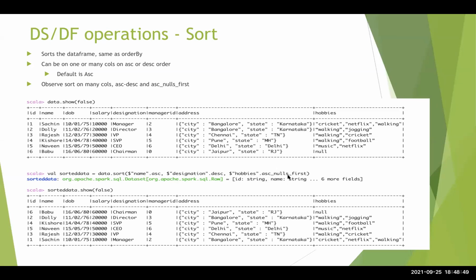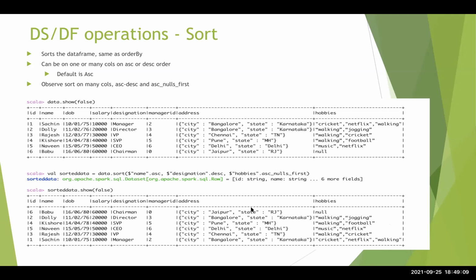The hobbies, ascending nulls first. Same thing here, in the hobbies, when you say ascending nulls first, you can have normal ascending or descending order, or you can say ascending nulls first. So it will be in ascending order, but null will come first. So that's how it is.